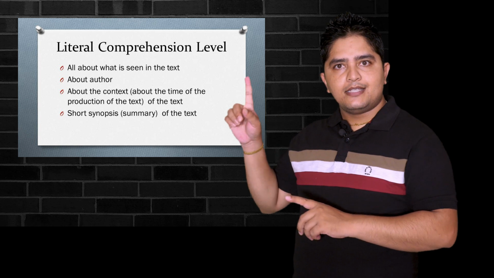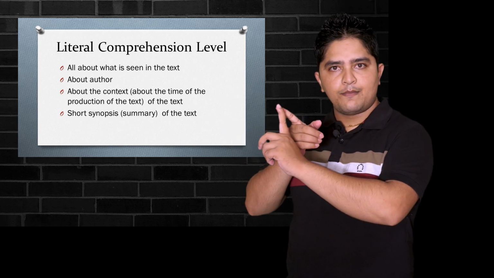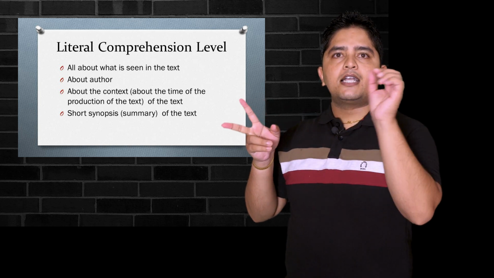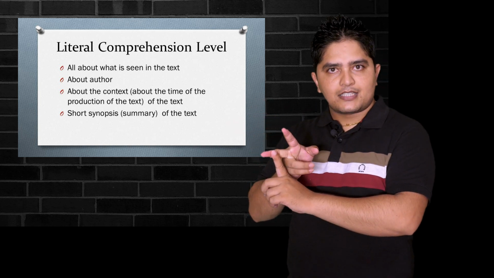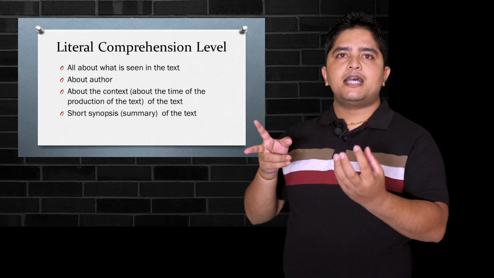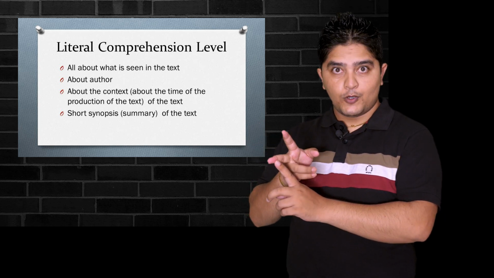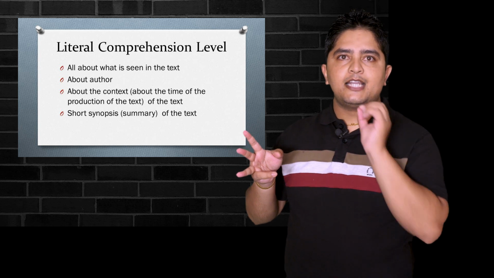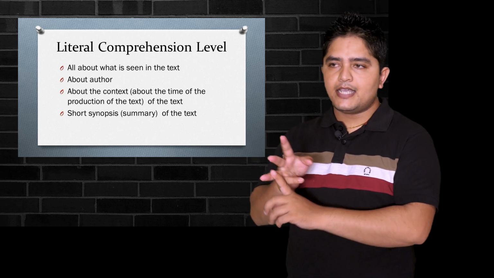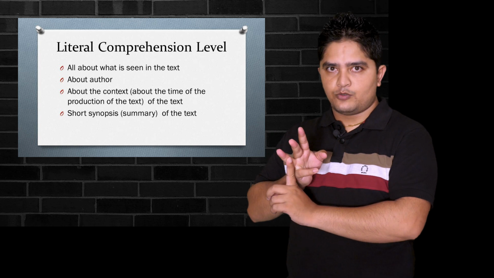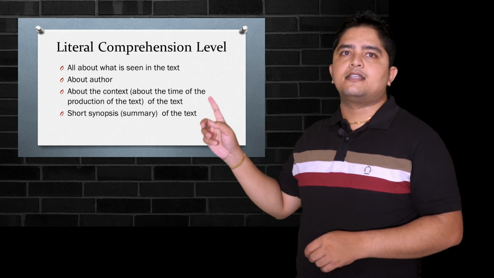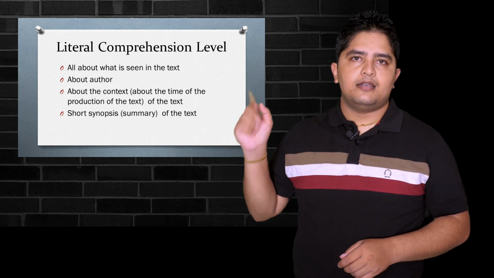Okay, number 1 is author's name, introduction to author. Next is context of the production of the text. Okay, कुन परिस्थितिमा त्यो टेक्स्टलाई बनाइयो. Number 3 is short summary or the synopsis of the text. Okay, छोटकरीमा summary लेख्नु पर्छ. So these 3 things are to be included in literal comprehension level.